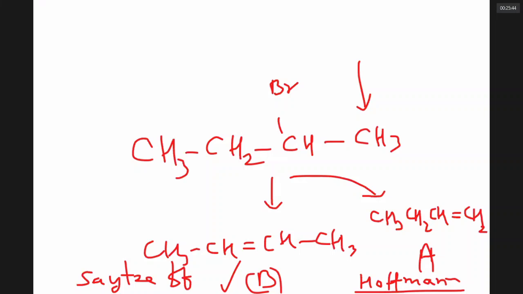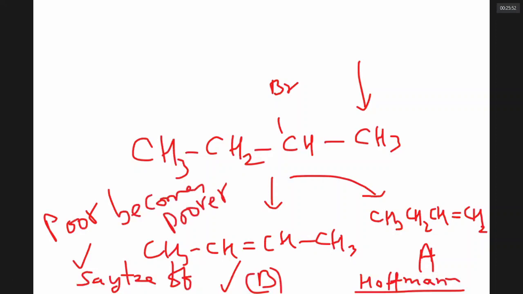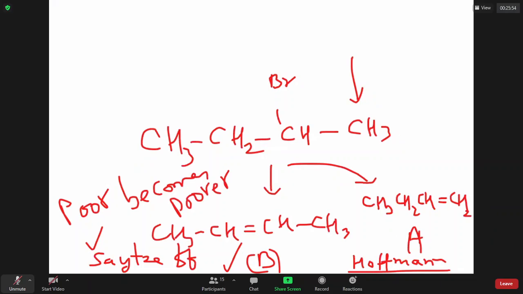Normally, the Saytzeff rule is: poor becomes poorer. What do you mean by poor becomes poorer? Already it has fewer hydrogens, and it is losing one more. Generally the poor become poorer, even in Corona times. The poor are becoming poorer, while Ambani and the petrol merchants are becoming richer.